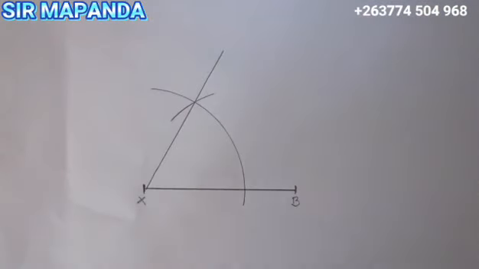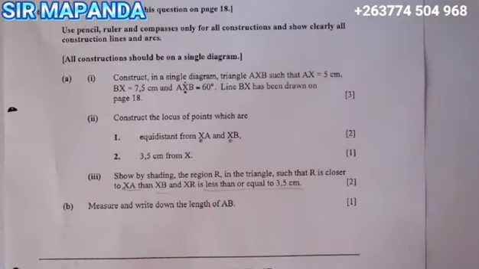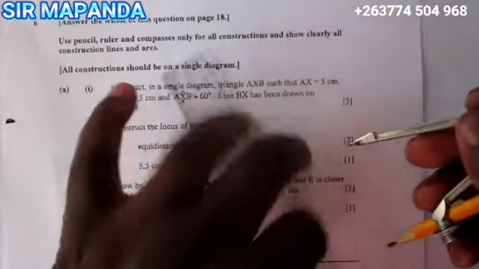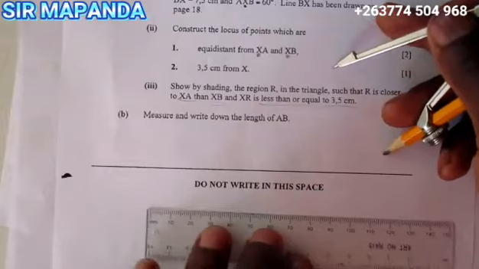Then after that, we move on to this line, which is AX. AX is denoted as 5 centimeters, right? So you need to measure a distance of 5 centimeters, right? So you start from 0.